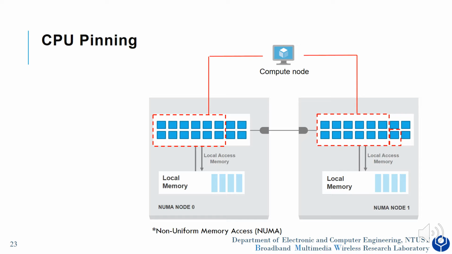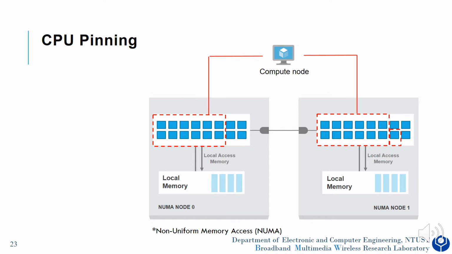Without CPU pinning, when we assign CPUs in the compute node, for example, we assign 25 cores for the compute node, it will saturate NUMA node 0 first. So the 16 cores in NUMA node 0 will all be occupied by the compute node, and the rest, which is 9 CPUs, will be taken from NUMA node 1. If this happens, it will give an unstable performance of the system.